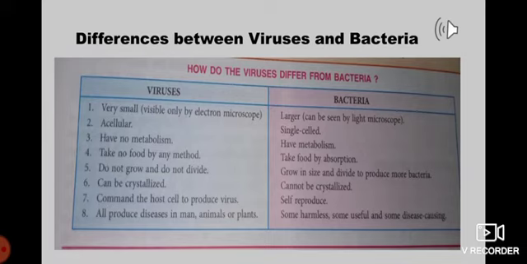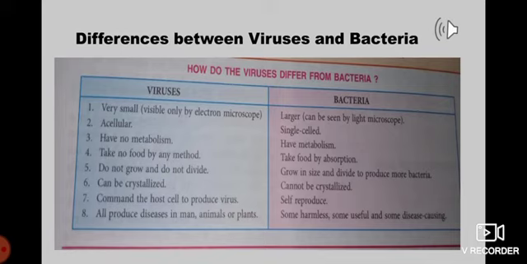Point 8, all viruses produce diseases in man, animals or plants. So different viruses are there. In man, the novel coronavirus; in animals, retrovirus or influenza virus, bird flu influenza virus. In plants, one famous virus is there, TMV, tobacco mosaic virus.